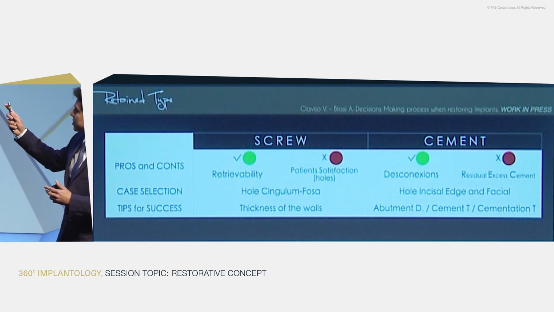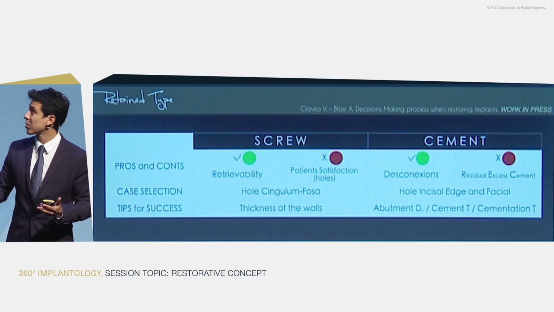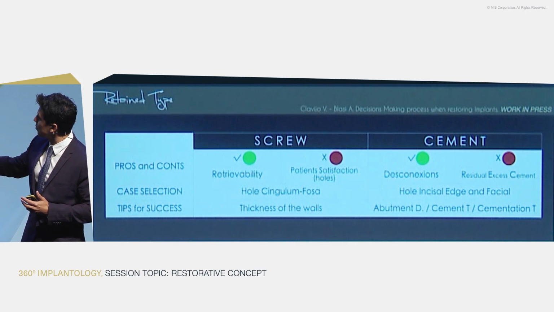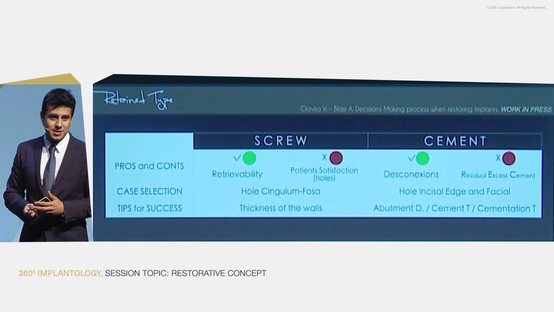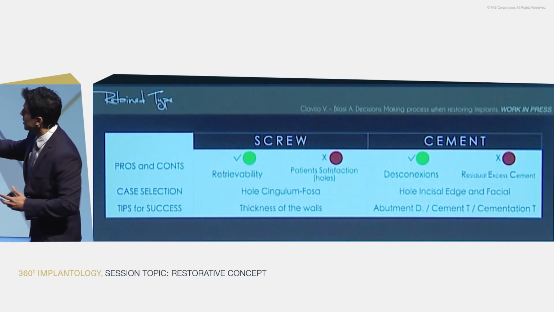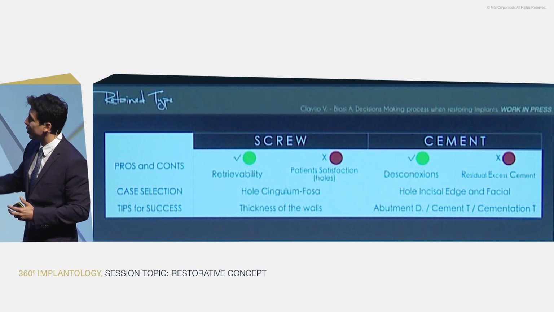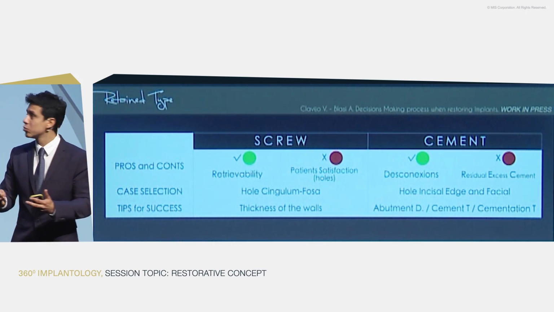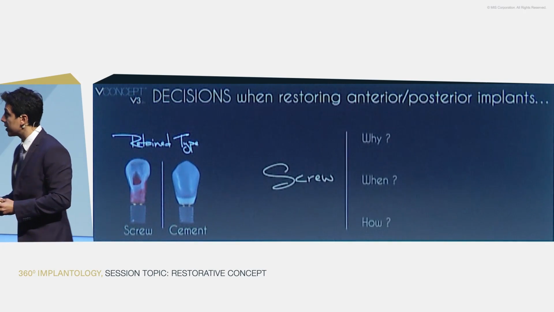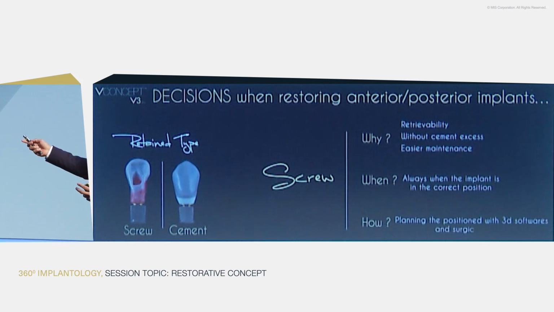About cement restorations, the good thing is that we have fewer disconnections. We can work one abutment at a time. It's better. But the problem is the residual excess cement, which is difficult and sometimes causes problems. We will use this when the hole is a little bit facial or buccal, and we have to take care of the abutment design, the cement that we will use, and also the cementation protocol, okay? So why, what, when, and how we can use this, because we have more retrievability.